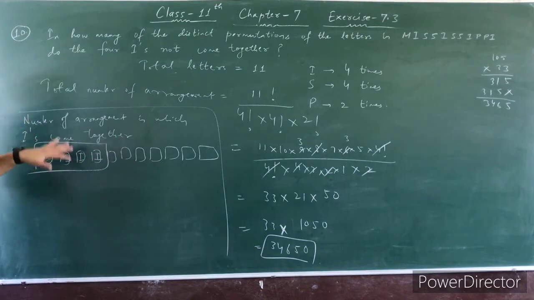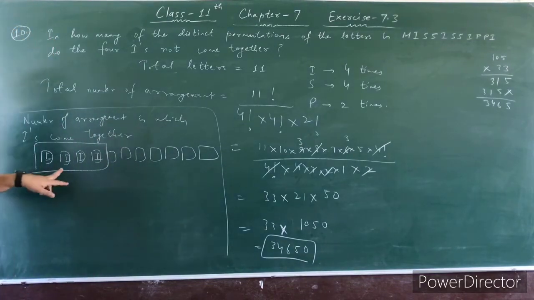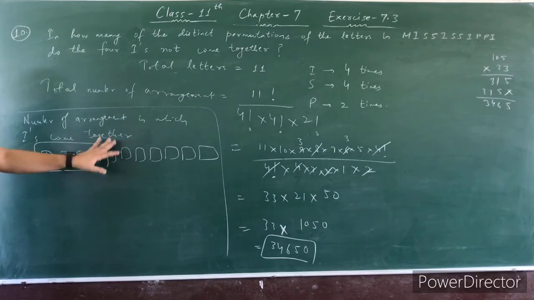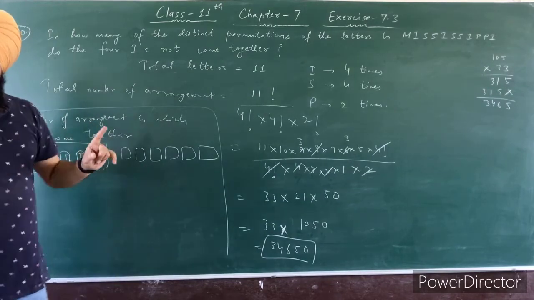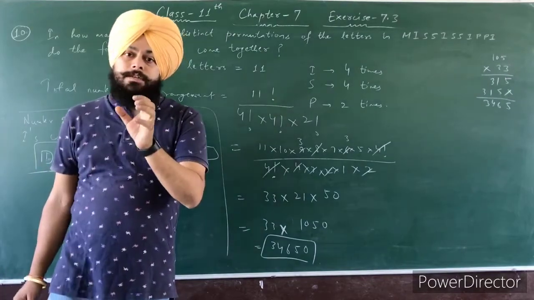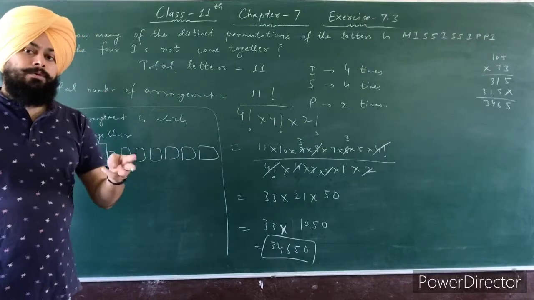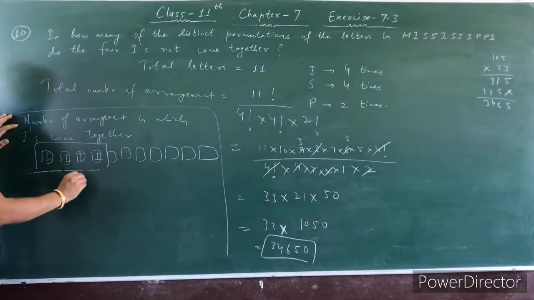Let us find the number of arrangements in which I comes together. There are total 4 I's. So you write I continuously 1, 2, 3, 4 times. Now you can see here, this 4 I treated as one object. Since we are finding arrangements where they are together, you treat it as one object, whether I comes 3 times, 5 times or 2 times. So you can treat it as one object.